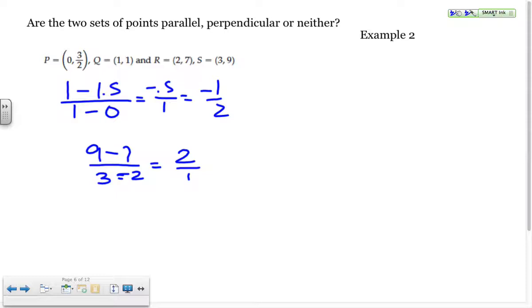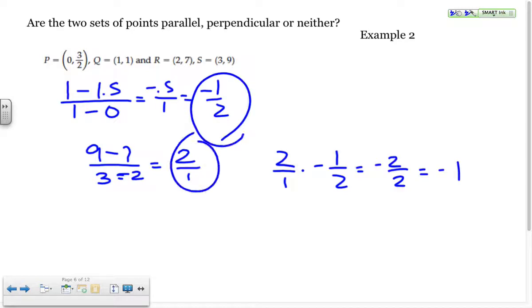Those are opposite reciprocals. If I were to multiply them together, I would end up with negative 1. You don't have to do this part of it, but you can show by this that they are perpendicular. I'm not a very good speller, by the way. So, all right. So perpendicular.